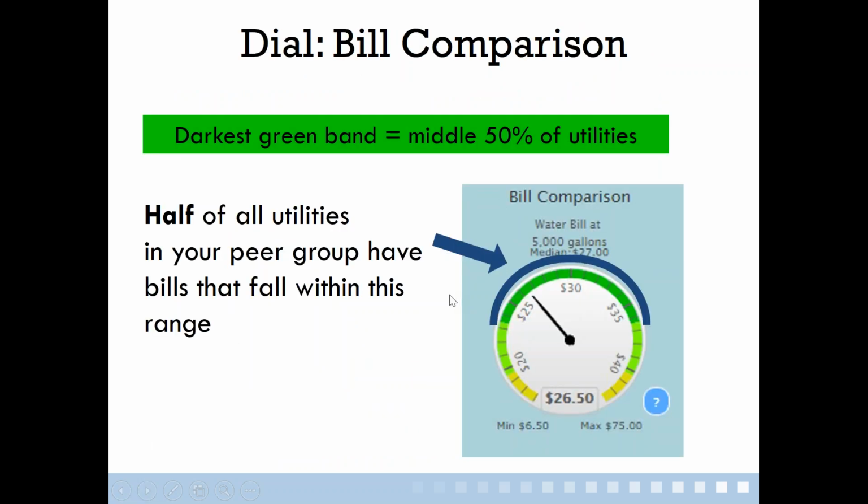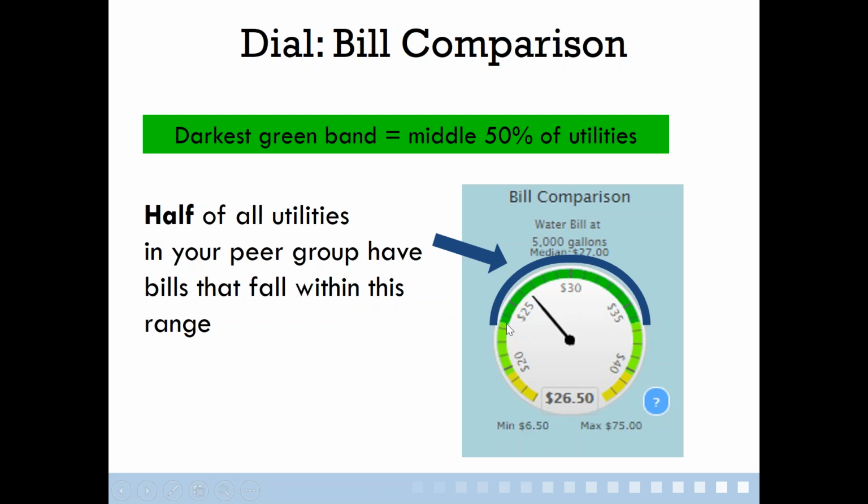So let's dive into what that means. By the peer group that you selected, what I mean is this dark green band in the middle of the dial is showing what the median, so that middle 50% of utilities, are charging for the same service and the same consumption point. And so here we have a water bill at 5,000 gallons. The median is $27, and this is $26.50. So, it's right within that group there.